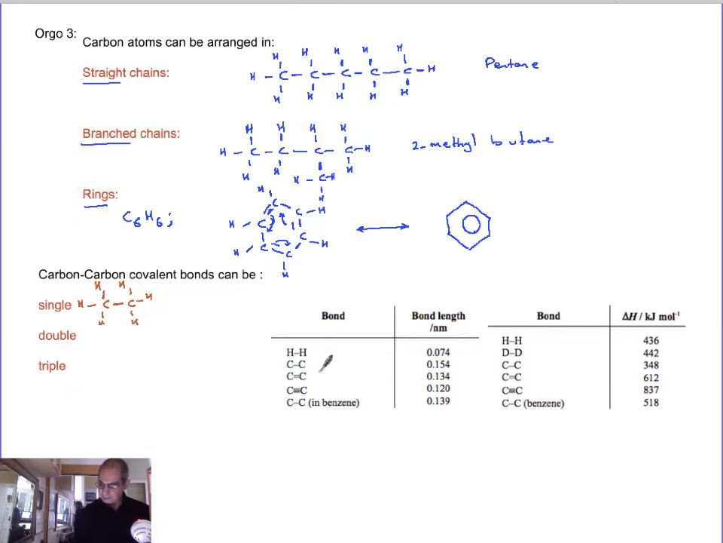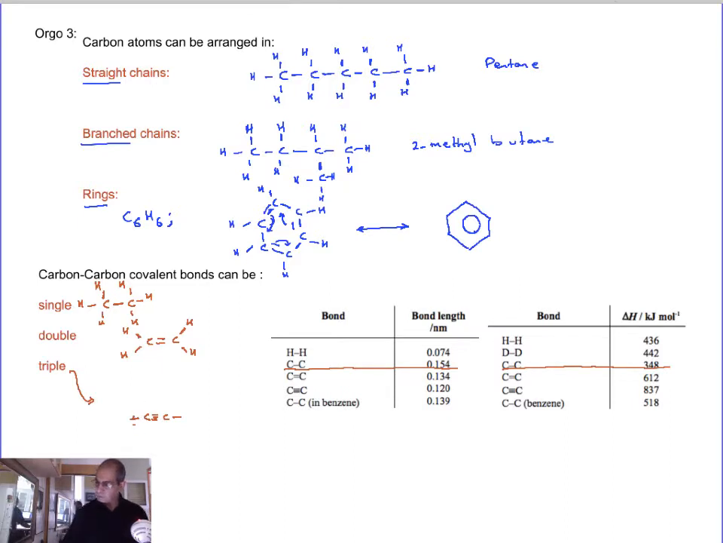Now, if you have a single bond, you should also be able to use your data booklet and look at the bond length between carbon and carbon, for example, is 0.154 nanometers, the longest. And if you look at the enthalpy or the bond strength, it's 348, the weakest. It could form a double bond, which now the carbon-carbon gets closer to each other and also gets stronger. So example of ethene. It could also form a triple bond. This is the shortest and the strongest.